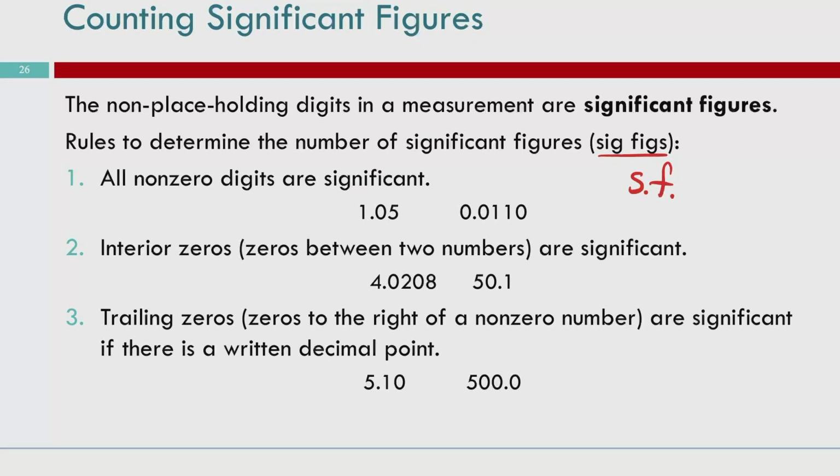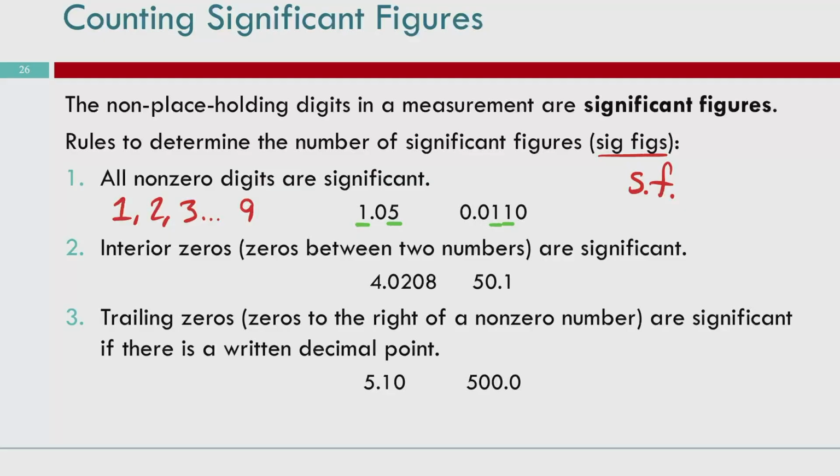So our first rule is all non-zero digits are significant. So 1, 2, 3, all the way up to 9, any of those numbers, they're always significant. So we've got our 1, our 5, our 1s. Those are definitely significant figures. And that's the easiest part. Then we've got a bunch of different cases with zeros.